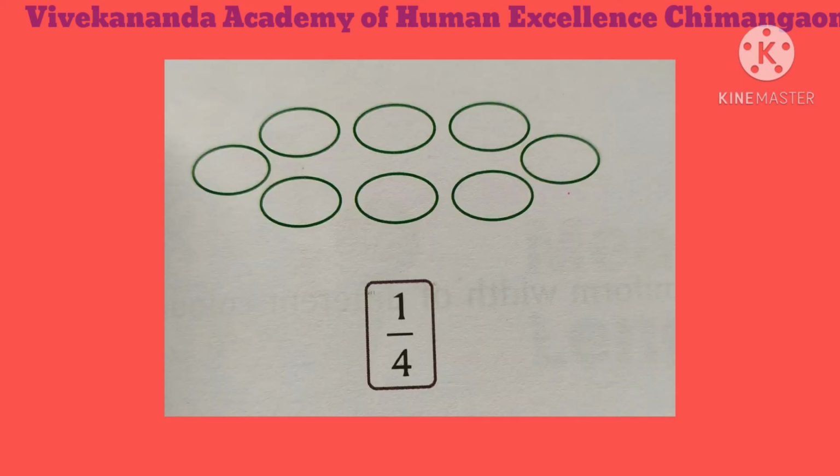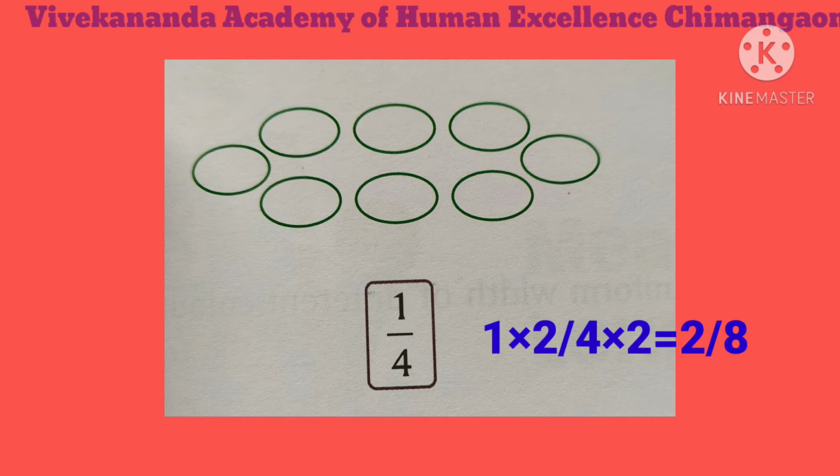Now let's solve the next question. Now observe this figure carefully. Here the total oval shapes are 8, but the denominator given is 4. So here we have to find equivalent fractions of 1 upon 4. So how to find it? We multiply 1 upon 4 by 2. So here we multiply 1 by 2 and 4 by 2. We get the equivalent fraction of 1 upon 4 as 2 upon 8.